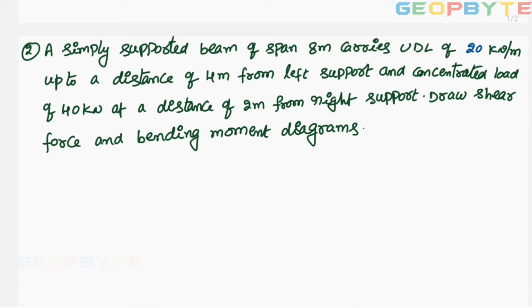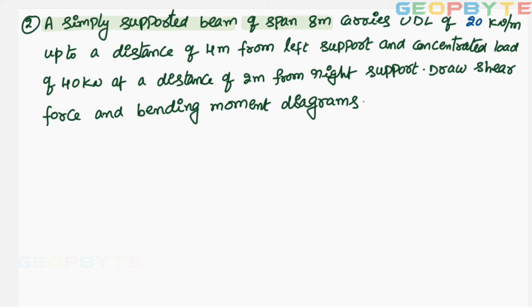Look at the second problem. A simply supported beam of span 8 meters. Let me draw the diagram clearly. Neatness is very important. This is the simply supported beam. It consists of two supports at both its ends. The length of that beam is 8 meters.